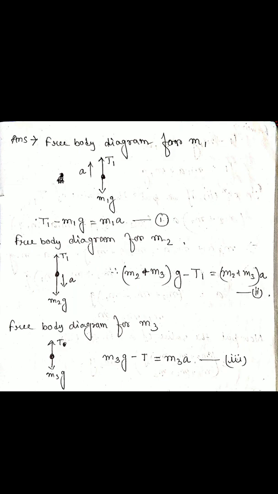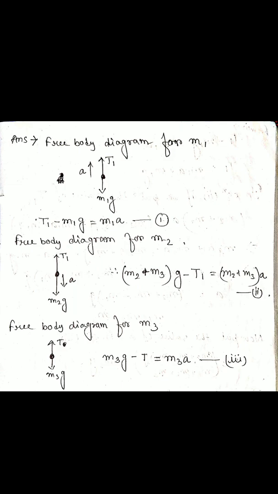That equals M2 plus M3 into A. Now the free body diagram for M3 alone, and that tensional force is T. So M3 into G minus T equals M3 into A. So we construct equations for M1, 2 and 3. You just correct it in the second free body diagram. In place of M2 into G, you write M2 plus M3 into G. Clear? In place of M2, you just write M2 plus M3 into G.